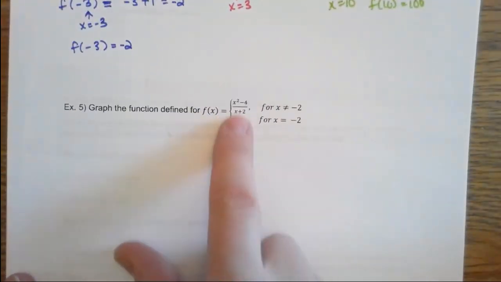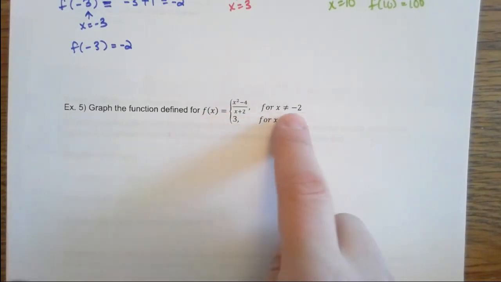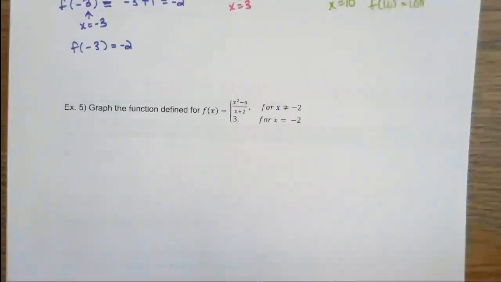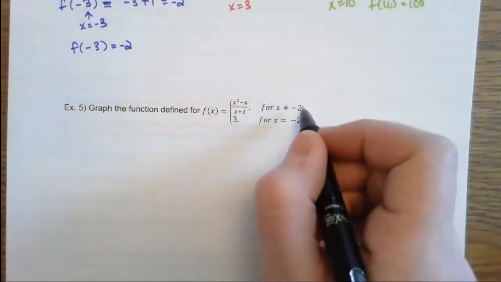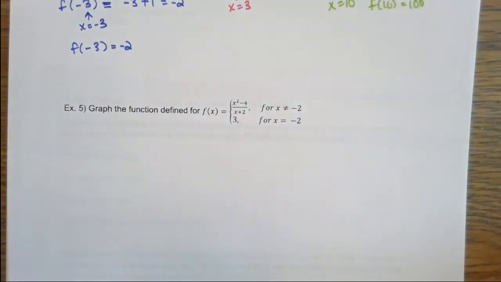So you have a function. This one has 2 parts. So it's defined as the first piece for any value as long as it's not -2. And then when it is -2, we use the value of 3. The reason that works is because if you plug in -2 to the denominator here, you do get an undefined value. So we can't use that first expression there.